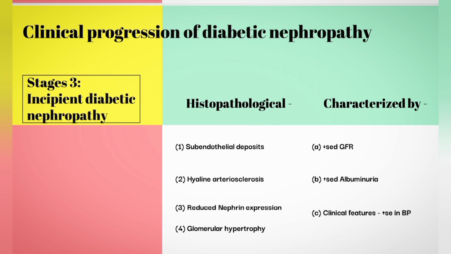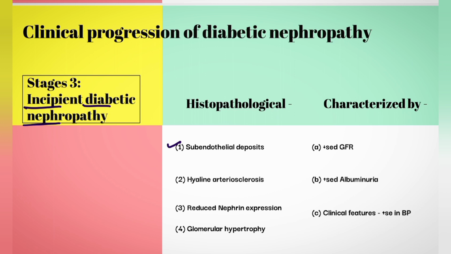Coming to the third stage of this clinical progression of diabetic nephropathy. This stage 3 is known as incipient diabetic nephropathy. The histopathological changes are that subendothelial deposits will be there.